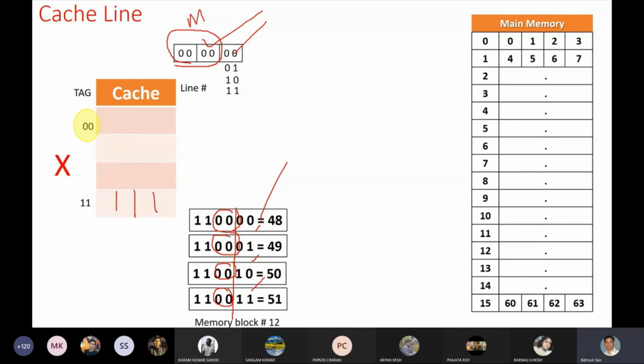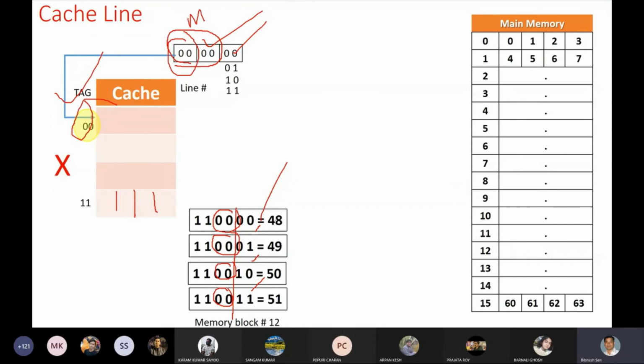Is it clear? So you will find that initially the tag is compared. This tag bit is compared with the cache tag bit. Okay, so what is the tag bit significance? The tag bit will help you identify whether this acquired block is present in the cache or not. The tag bit will identify whether it is present or not.